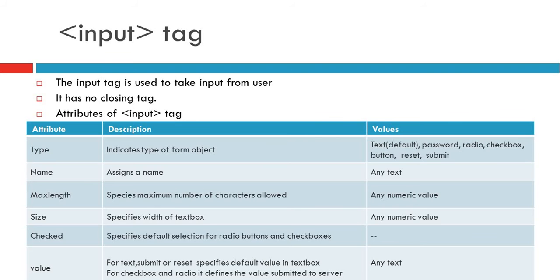The last attribute is value. Value attribute is going to take any text. Whenever we are using the text box, submit button, reset button, it is going to specify the value in the text box. But when we are using checkboxes and radio button, it is going to specify the value which will be submitted to the server. Students, we are going to understand attributes with the example.